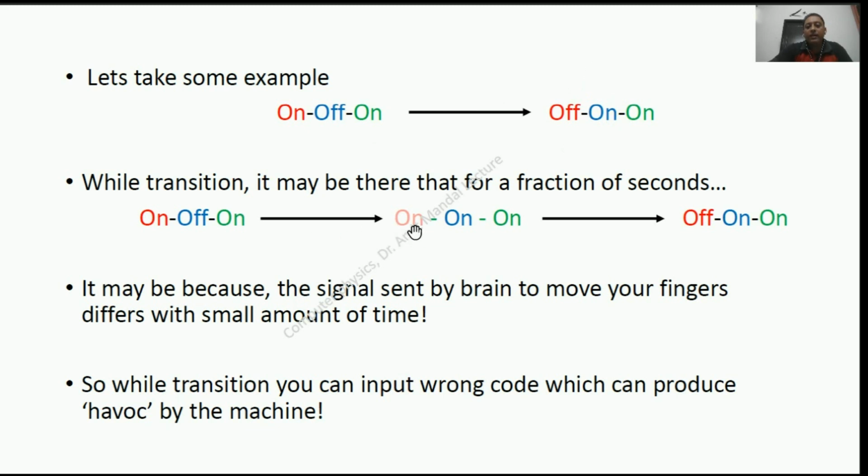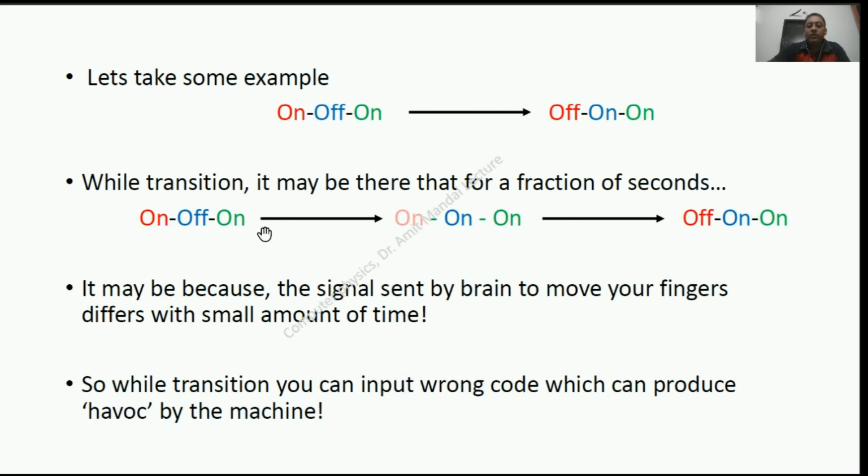Then a situation can arise in which, while transiting from this code to this code, the red switch has not been released, however the blue switch has been pressed. Due to this there can be some difference in pressing and releasing of the switch, because the brain is sending signals to your fingers. So it can be possible that for some finger the message from the brain has reached late. So this condition can arise that the red switch is still in on state, however the blue switch has been pressed. And ultimately you have reached this code when you have released the red switch.